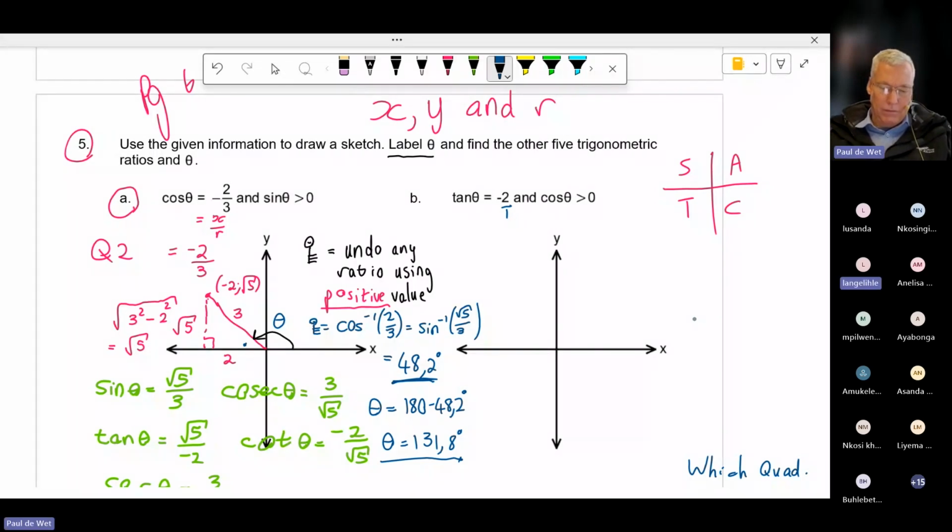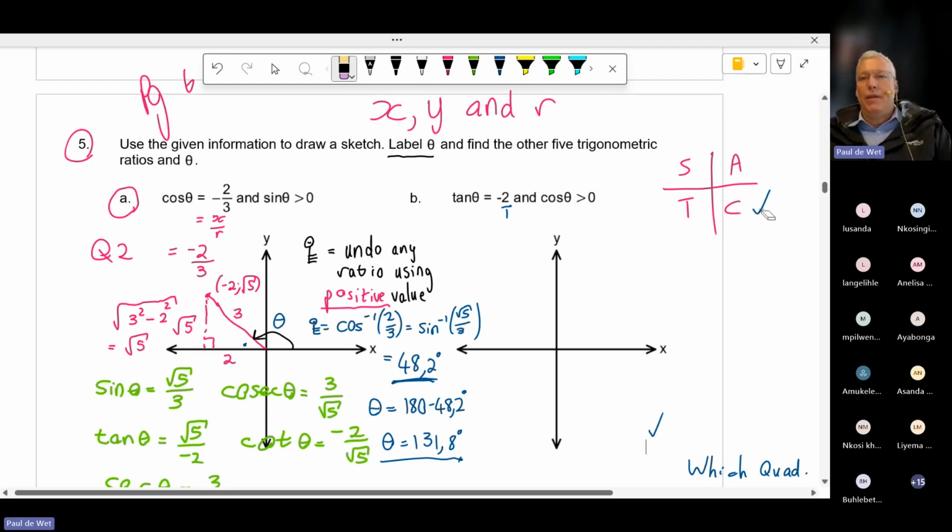Quadrant 3. Okay, so I'm hearing someone online saying quadrant 3. I don't think it's quadrant 3, because tan is negative here and tan is positive in quadrant 3. Remember, here's quadrant 3. I'm definitely in quadrant 4. For B, I'm in quadrant 4.